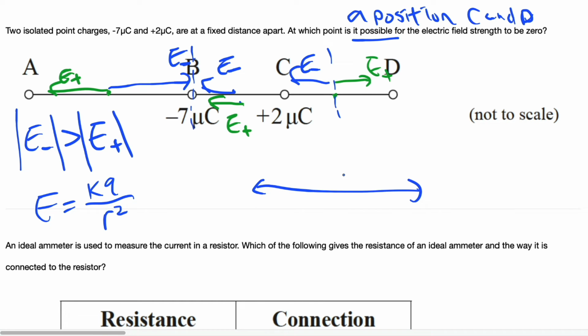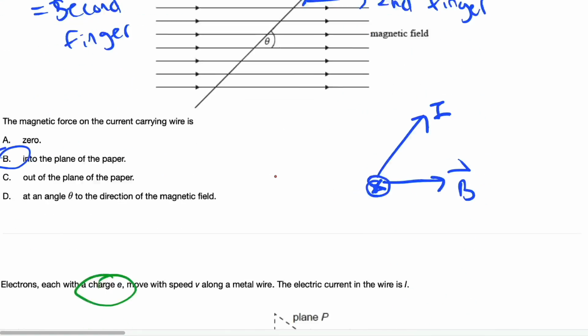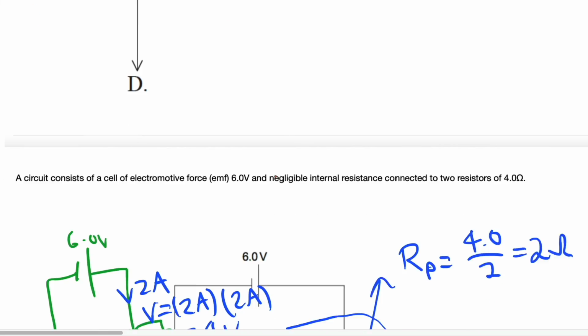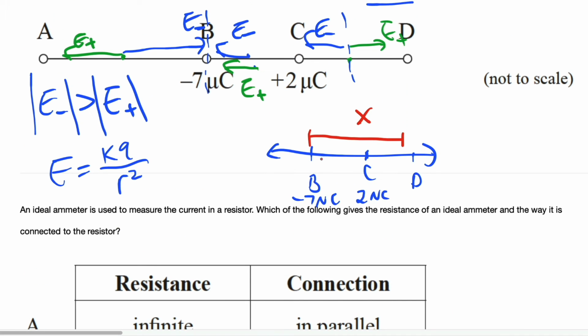Let me give a better explanation here. C and D. This is B, and here has 2 microcoulomb. Here has -7 microcoulomb. Let me call the distance between the negative charge and any point between C and D x. And the distance between the positive charge and any point between C and D, x1. So we know that x is greater than x1. And we also know that 7 microcoulomb is greater than 2 microcoulomb.